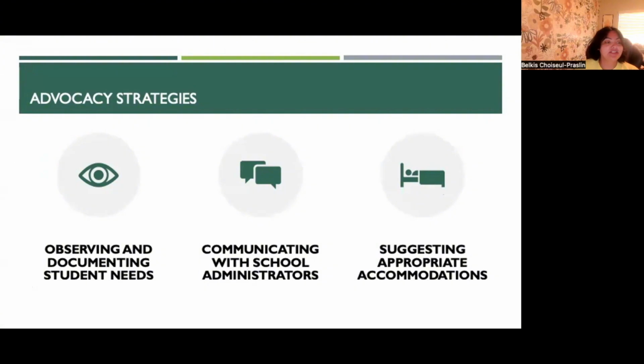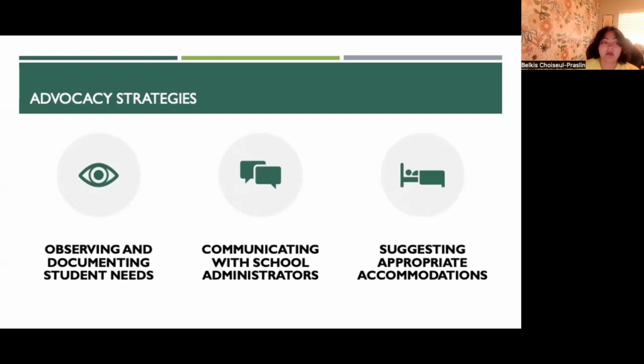Okay, for advocacy strategies, look at three main ones, and main is the best word here. First things first, for you as a teacher, observing and documenting student needs. This is where I would say you start. You are spending time with these students. You see how they're communicating, how they learn, and what's within their realm of normalcy, like a grade level expectation, their age, their social level, and documenting when they're not meeting those markers.